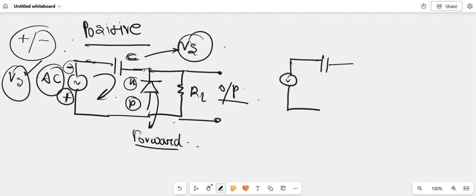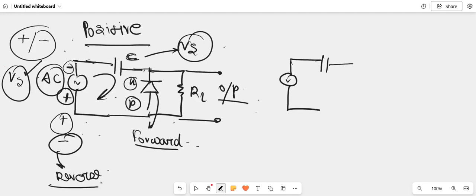This polarity becomes plus and minus. So the N terminal will be connected to the positive end of the battery and the P terminal will be connected to the negative end of the battery. This connection scenario will make the diode reverse biased. During reverse bias, the diode will act like an open circuit, because the diode will not conduct and no current will flow through the diode.